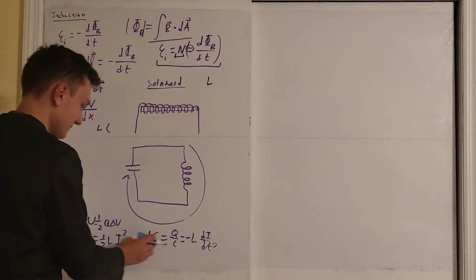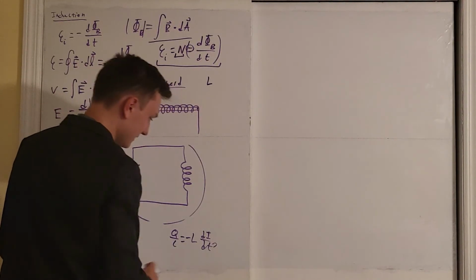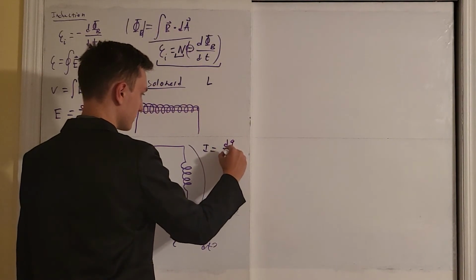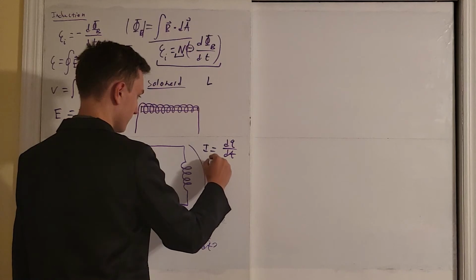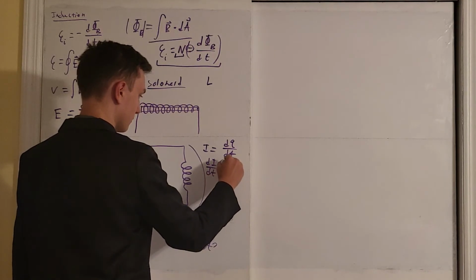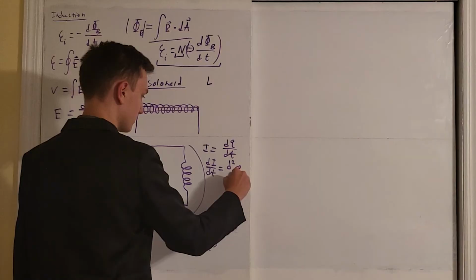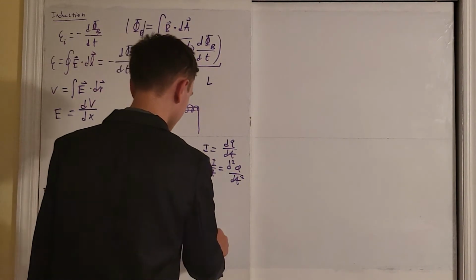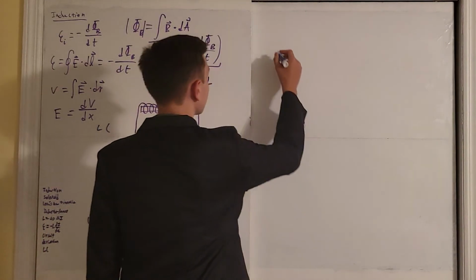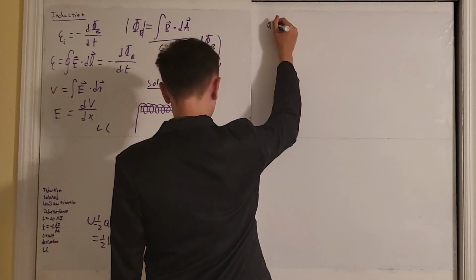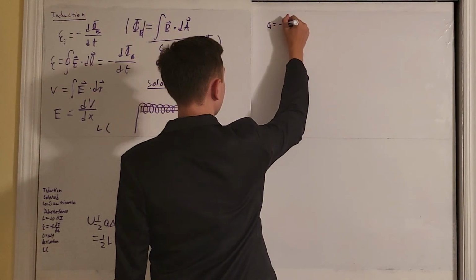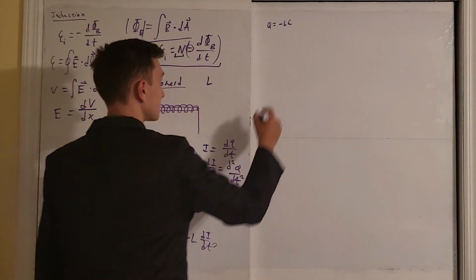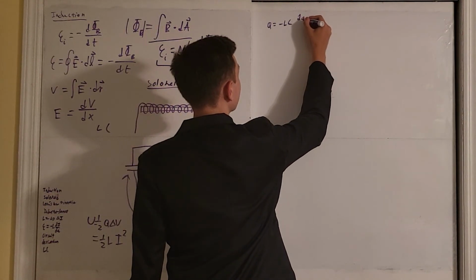Anyway, so what is current? We remember that current is the derivative of charge with respect to time. Therefore, the derivative of current with respect to time is equal to the second derivative of charge with respect to time. Okay, so I'm going to rewrite this equation over here and say that Q equals negative LC, I just took my C, moved it to the other side, times the second derivative of charge with respect to time.